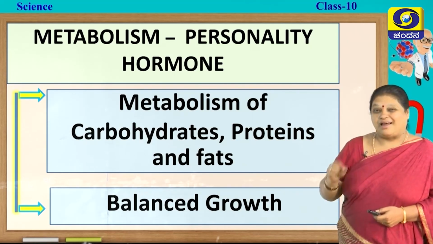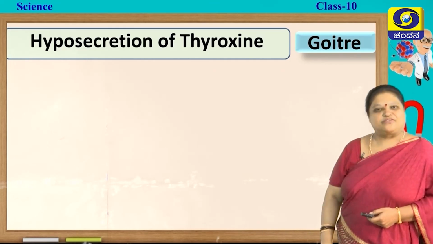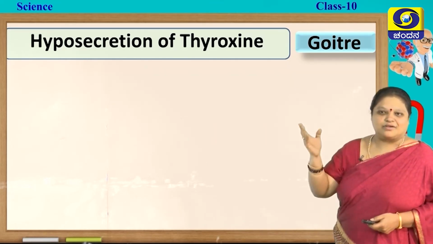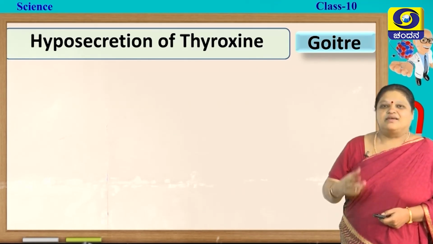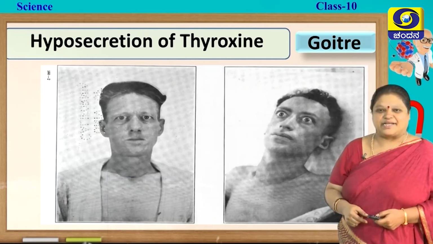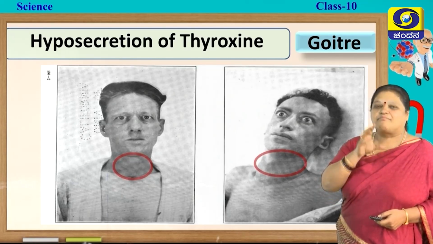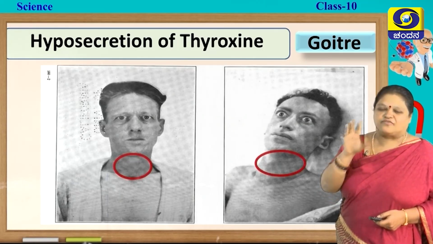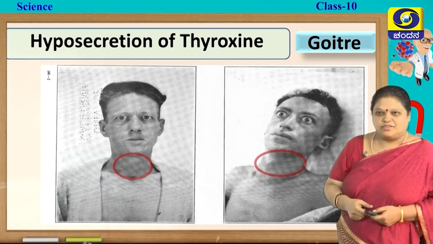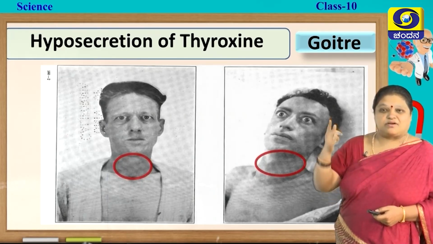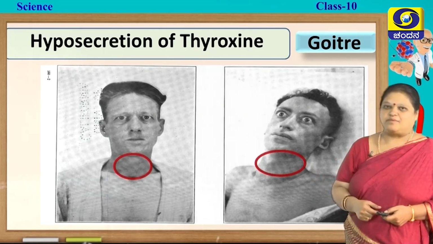So, when there is hyposecretion of this hormone, the person will suffer from a disorder called goiter. What happens is, if the iodine content is less, the thyroid gland cannot secrete enough thyroxine. So, there will be a bulge or swelling of the thyroid gland to pump lots of thyroxine. So, this problem is called goiter. By proper medication it can be solved.